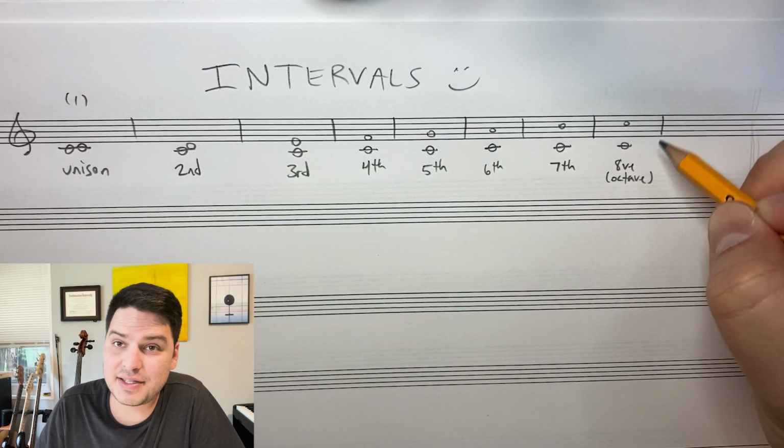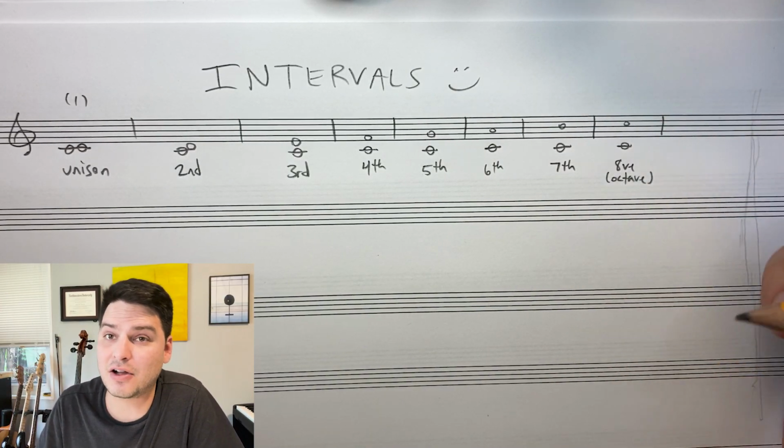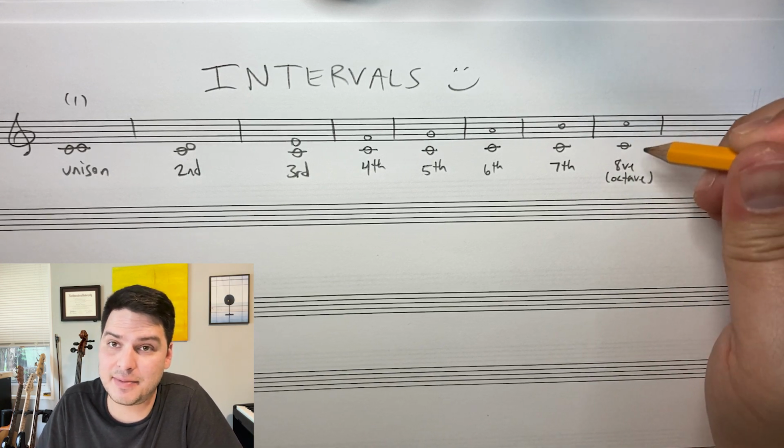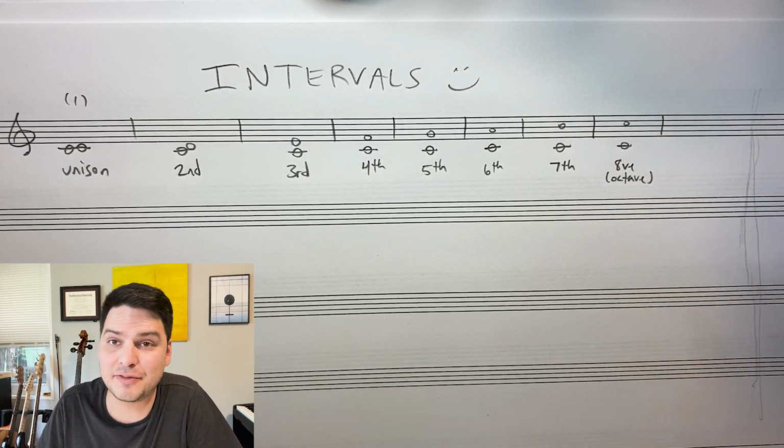So once you get to this interval, the octave, it's not called an eighth, but an octave. An octave is basically just when you get the same note, so for example, C, in different octaves. And you'll notice this on the piano.